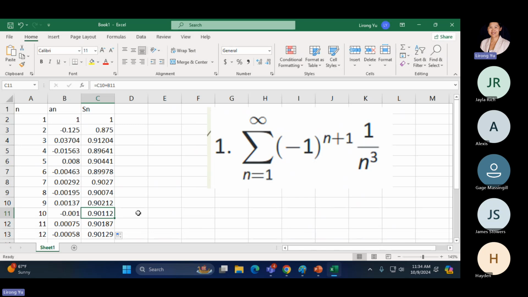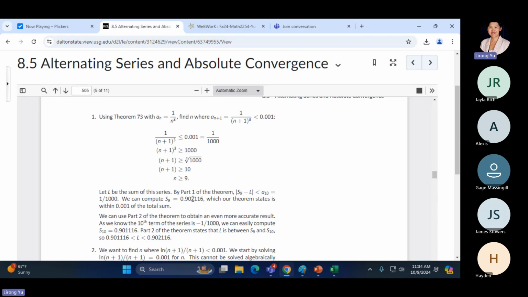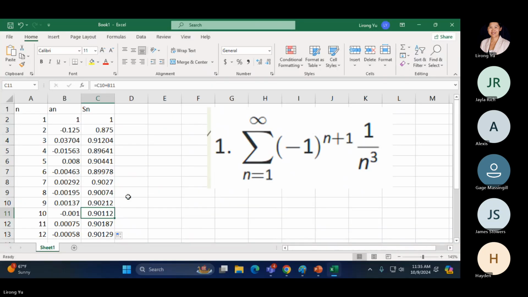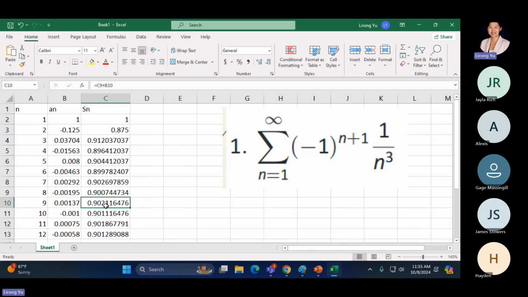I do feel like that would be more accurate than for, and that's S of 9. That was S of 10, right? The answer was 2116. So this one, 116, that was S of 9.